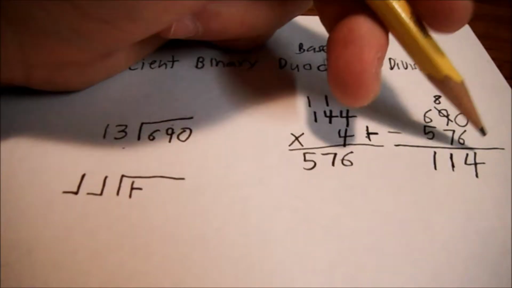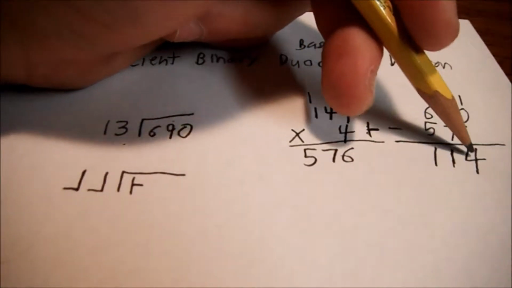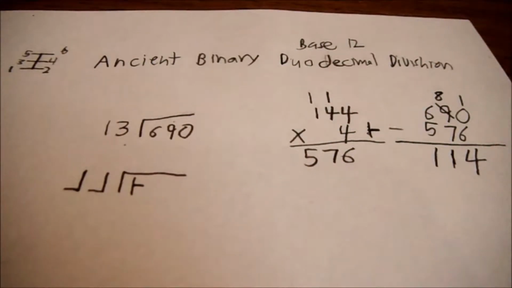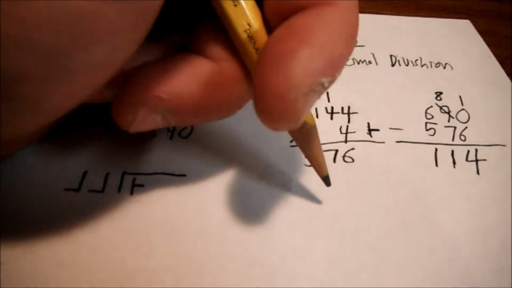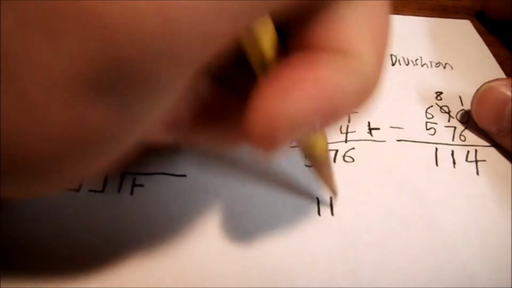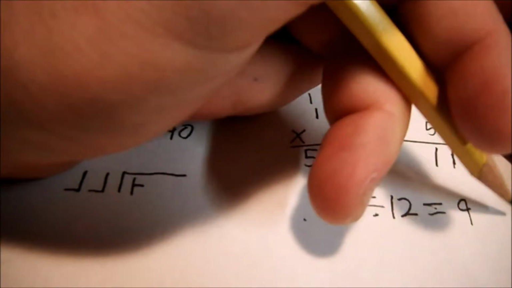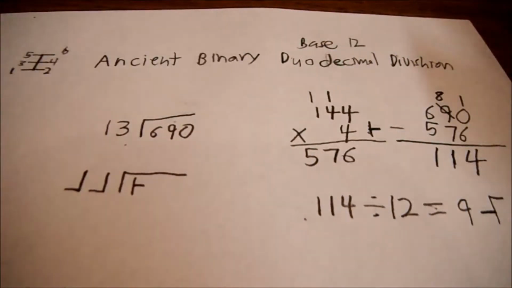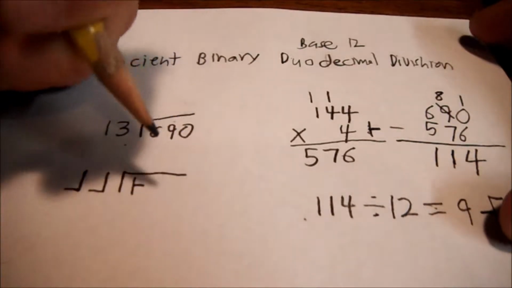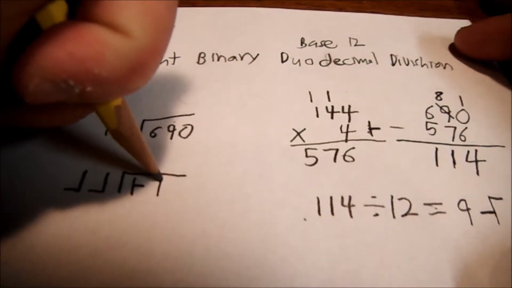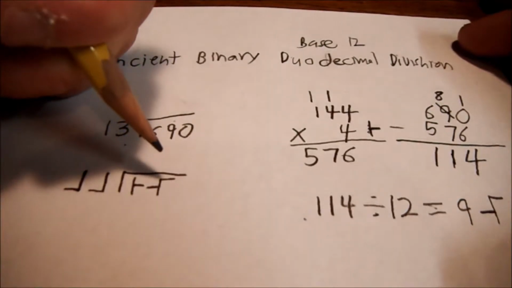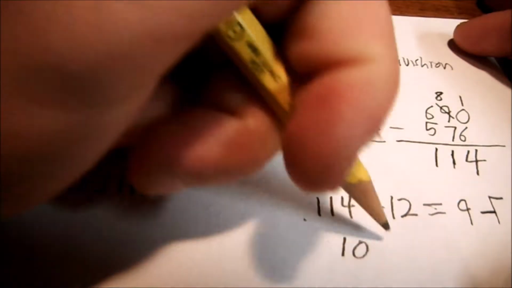So now we need to go to the next placeholder, which is 12s. How many 12s go into 114? If we divide 114 by 12, that gives you 9. We'll just put that symbol there. And 9 sets of 12 equals 108.